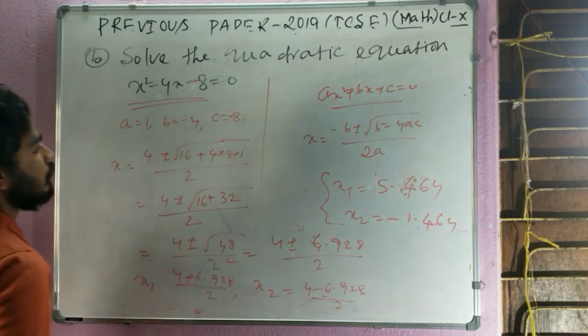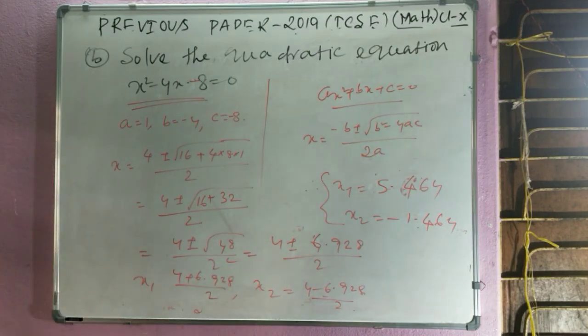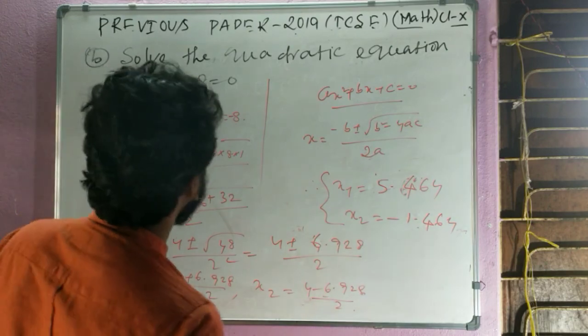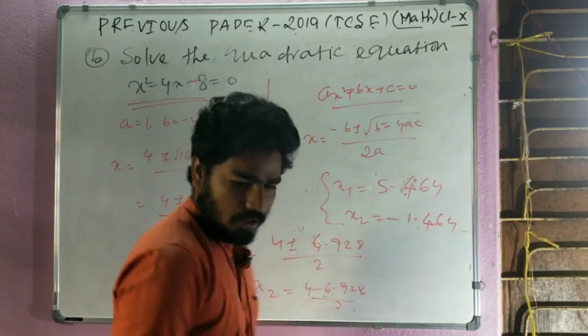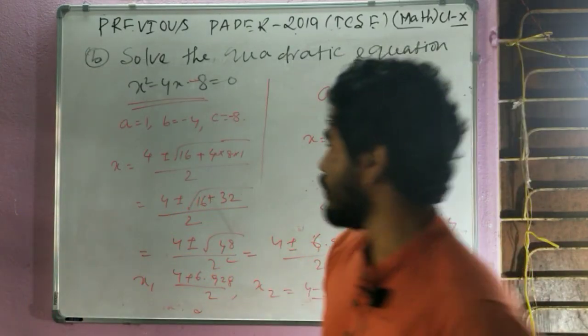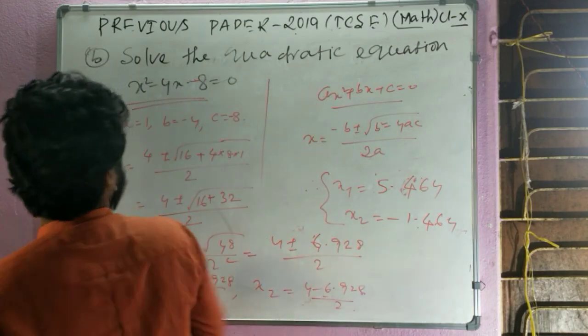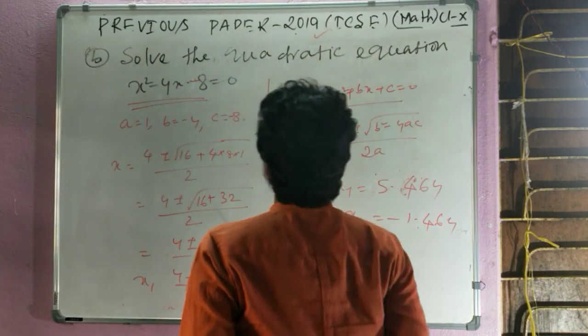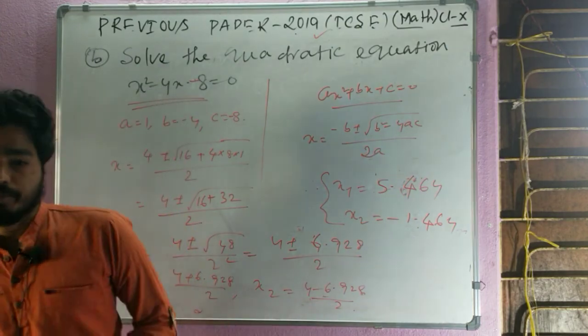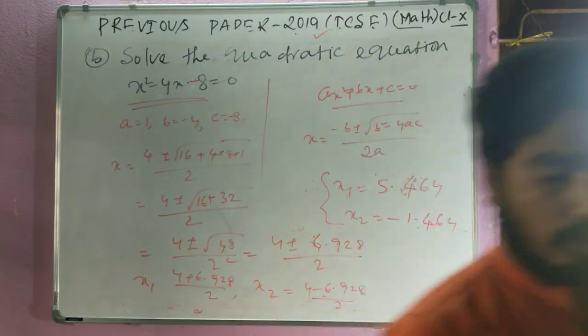This is the square root coming from the quadratic equation solved by the Sridharacharya formula. So this completes the session for part A, previous paper 2019. Part B we will solve in the next video.